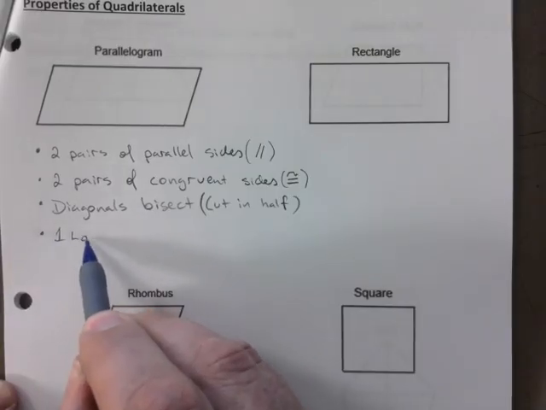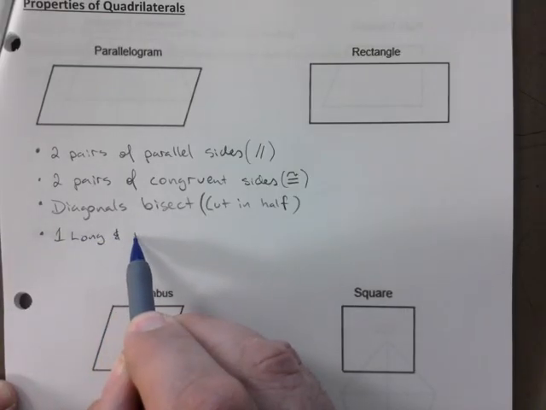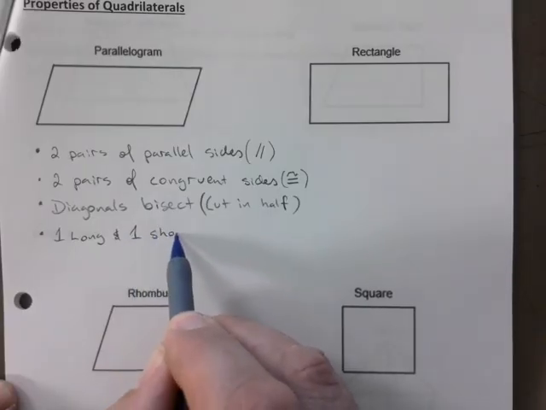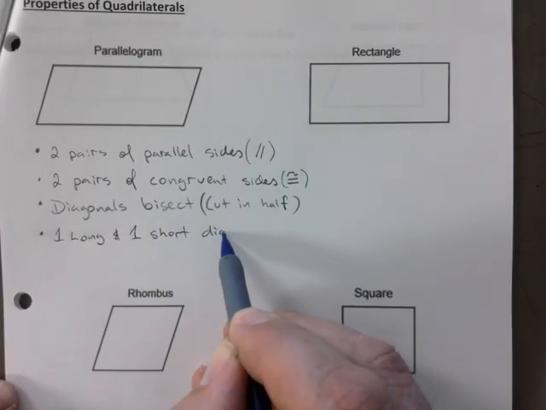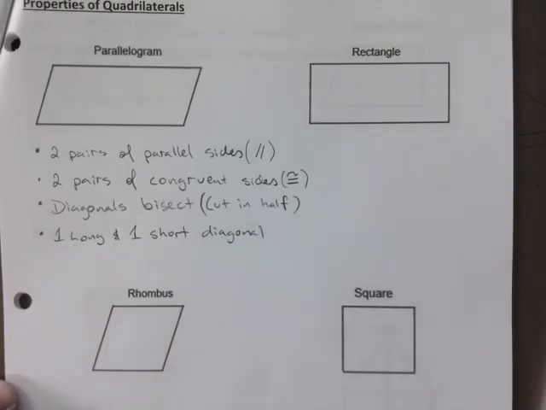One long and one short diagonal. And of course, the interior angles always add up to 360, okay? I don't have to say that. That's true for all of them.